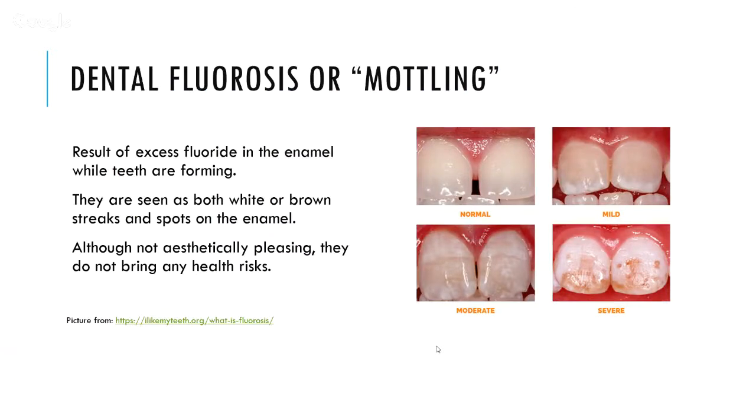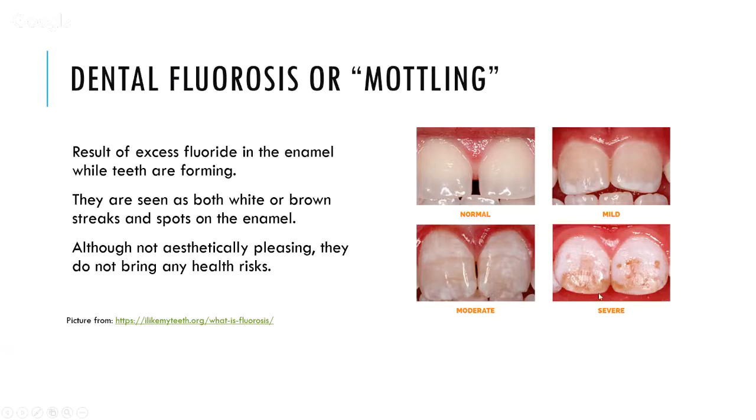Okay, so dental fluorosis or mottling is the result of excess fluoride in the enamel while your teeth are forming. So they're seen as both white and brown spots or streaks on your enamel, and although they're not aesthetically pleasing, they do not bring any health risks with them. And so you can see in these pictures what normal teeth look like. The mild has the white marks on the bottom, and moderate you can see more of those white streaks, and then the severe is the brown spots.